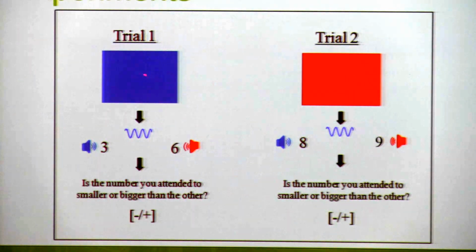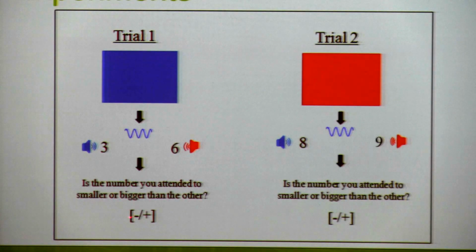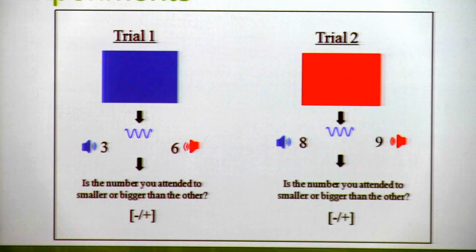In this case, they were given the blue square, so they're attending to the left ear. 3 is smaller than 6, so they're going to push the negative or minus sign on the keyboard. In this example, we've got the red square, they hear the distractor tone, 9 is bigger than 8, so they're going to push the plus sign. In experiment D, we gave them the same exact rundown up till here. They were asked if the number was odd or even in the ear they were attending to, so they pushed either an O or an E on the keyboard.